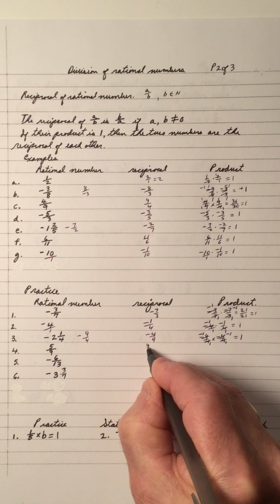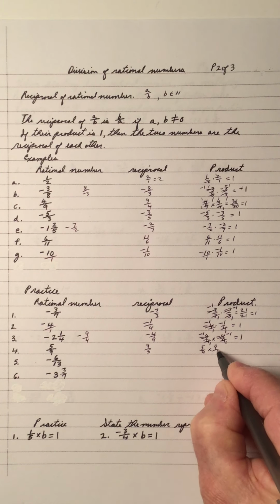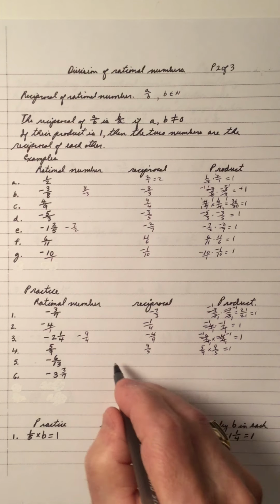The reciprocal of 5 over 9 is 9 over 5. So 5 over 9 times 9 over 5 is 45 over 45, which gives you 1, or you can cancel.